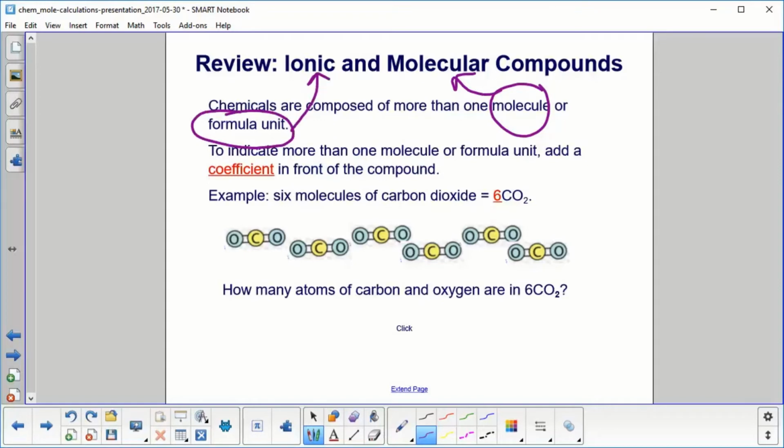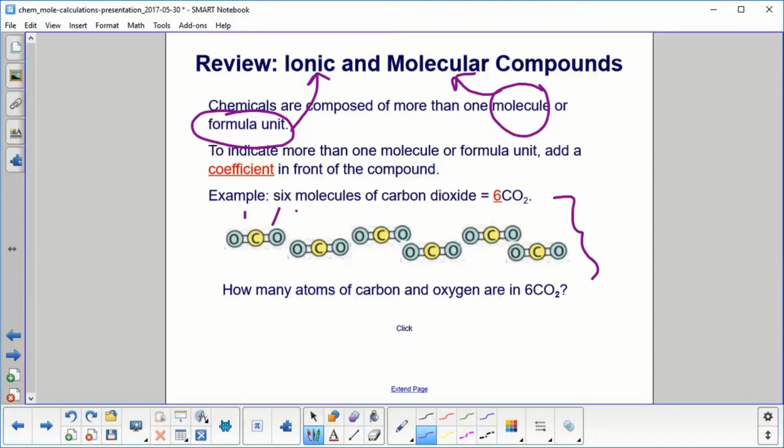To indicate more than 1 molecule or formula unit, add a coefficient in front of the compound. Coefficients are integers, 1, 2, 3, 4, 5, 6, etc. So right here, we have 6 molecules of carbon dioxide. You can count them. How many atoms of carbon and oxygen are in 6 carbon dioxide molecules?